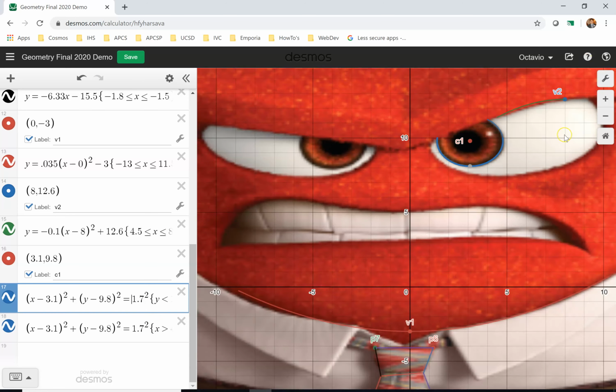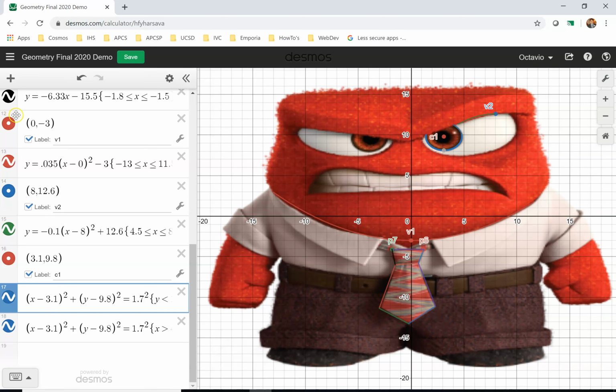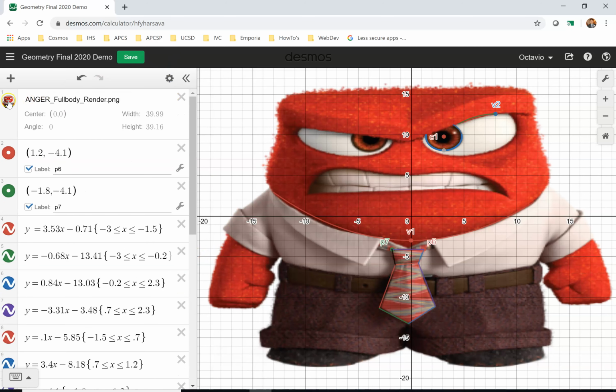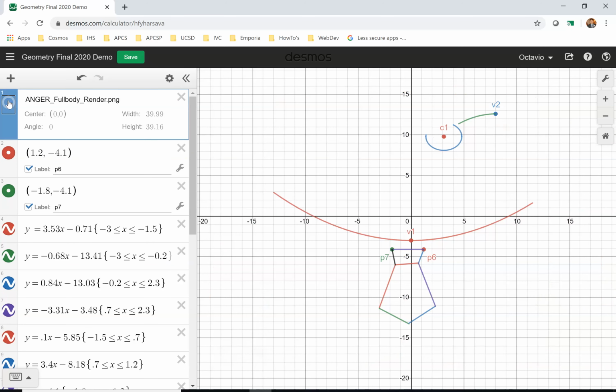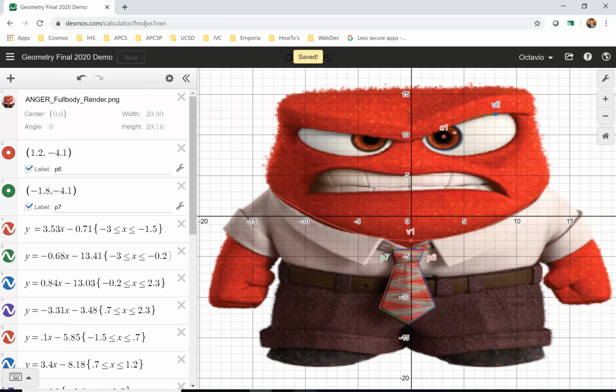Okay, let me zoom out a little bit here so you can see what that looks like. Let me hide our image, and there's the circle right now. So it's starting to take shape. Make sure you save your graph before you exit this out.